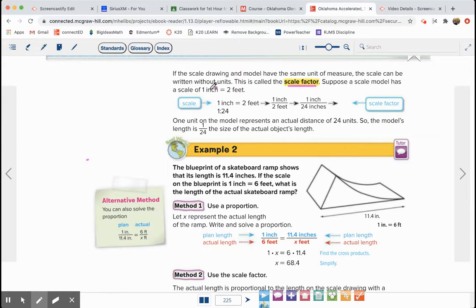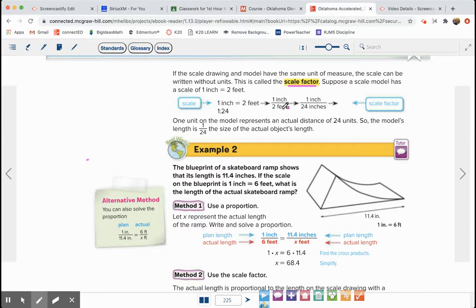So this says, for example, use that 1 inch equals 2 feet. So that means 1 inch on your model would equal 2 feet in real life. Well, if we wanted to turn that into a scale factor, we would make them both the same. When you're making them the same, you typically change it to the smaller one. That's the easiest way. We know inches are smaller than feet, and we also know that there's 12 inches in 1 foot.